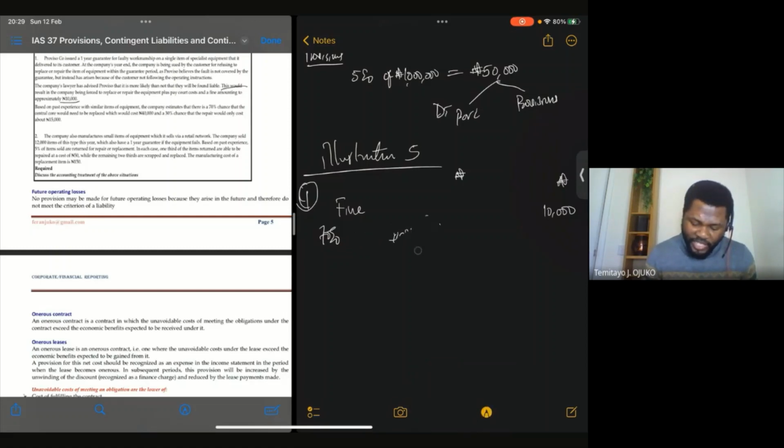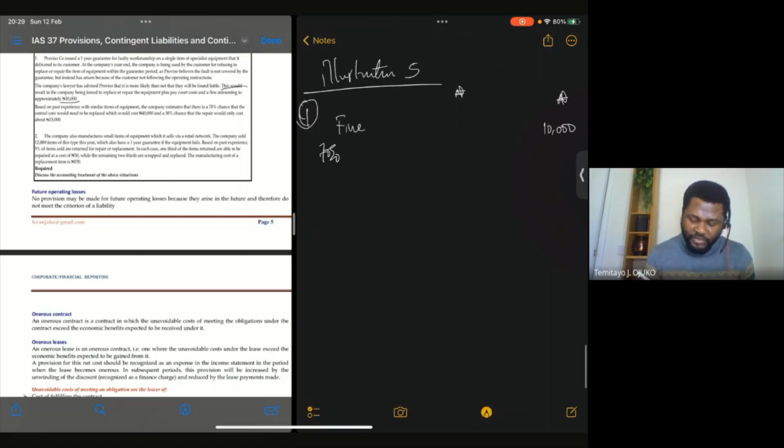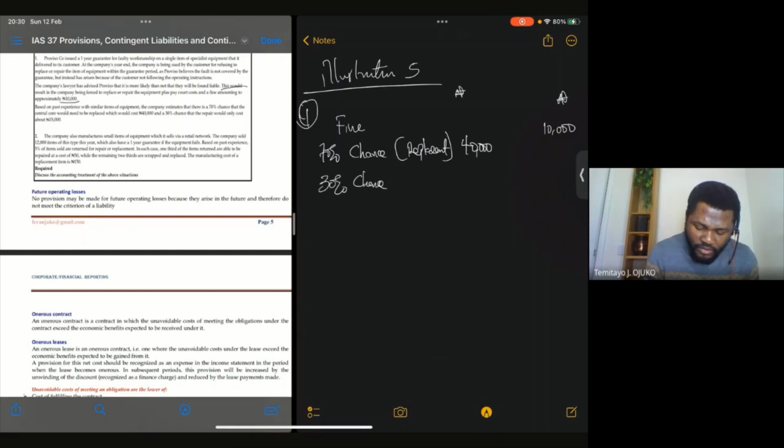Don't worry, let me write it so it's clear. 70% chance for replacement, it will cost 40,000 naira. And there's a 30% chance for repair, which should cost 15,000 naira. Now let's go up and check what the question has said.